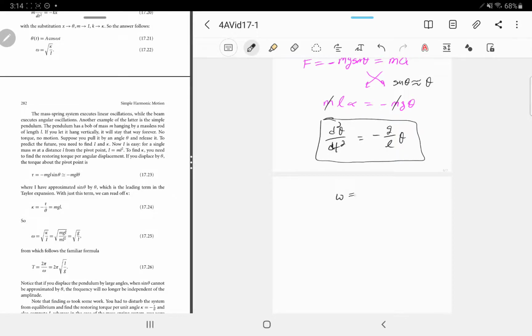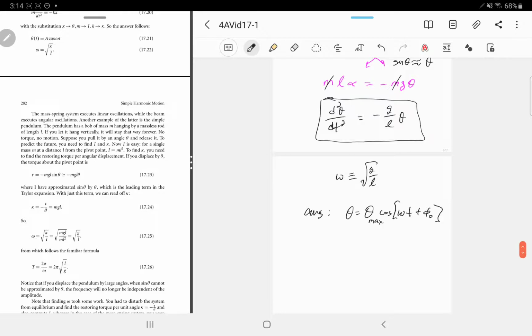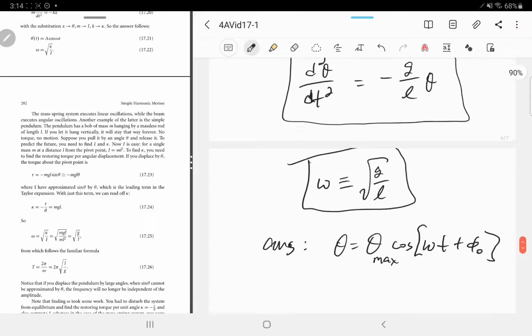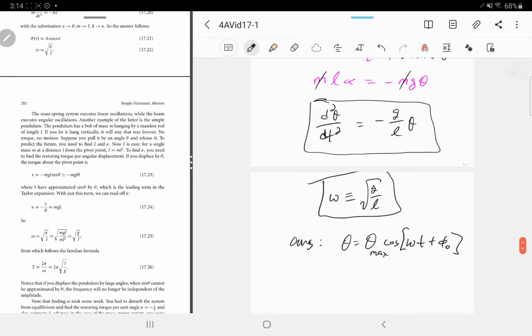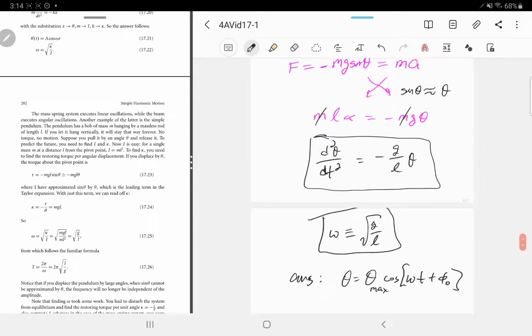So omega, we're going to define to be the square root of g over L. And the answer for theta equals some initial angle, theta initial, cosine, or I'll call it theta max, this is the amplitude, cosine of omega t plus phi naught. So the function, that's nice and all, but this is really the key. This is some useful information here. This tells us the angular frequency of oscillations of a simple pendulum. And notice how it doesn't depend on theta max.